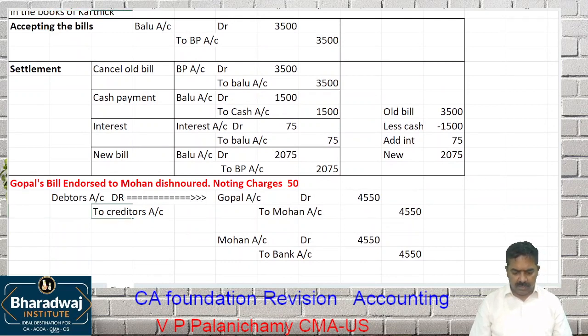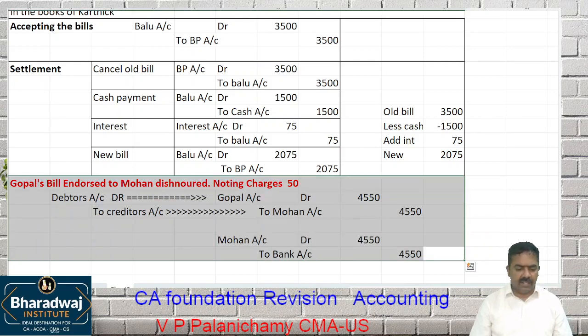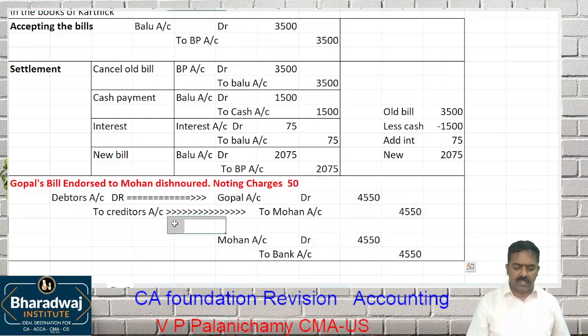Then we are paying by check. Since it is given clearly that the check was issued, we are paying the payment. Mohan account debtor to bank account.